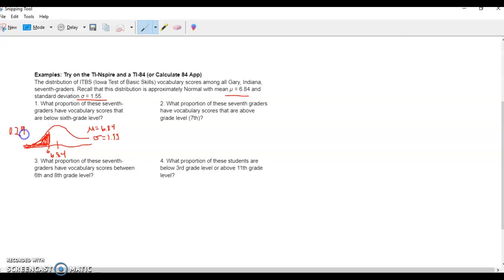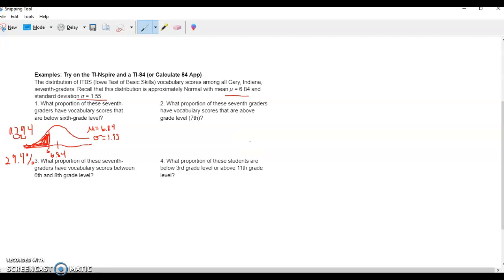And let's talk about what that means for a second. I mentioned in the previous video, you can turn these into percents. Like if I move this decimal twice, that's 29.4%. So what I can say about these kids in Gary, Indiana, is that 29.4% of these 7th graders in Gary, Indiana are scoring at the 6th grade level or below. So high, low, I don't know who to compare it to, but it makes this problem make a little bit more sense.